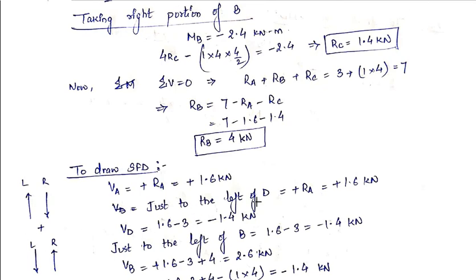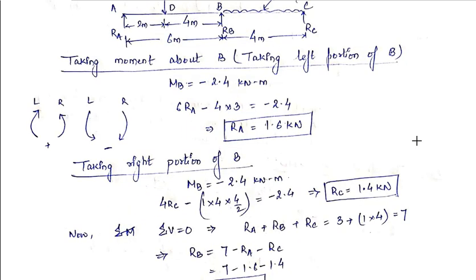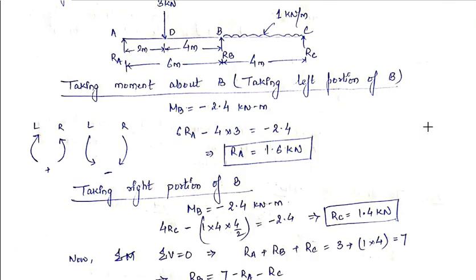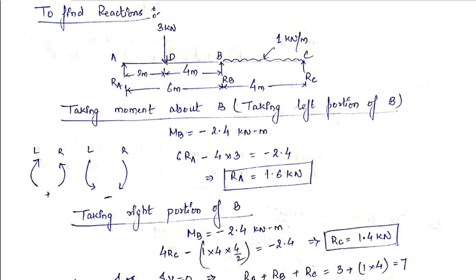So just to the left of D, it will be plus Ra, and the value of Ra is plus 1.6 kilonewton. Now, if we come to the point D, at D a downward load of 3 kilonewton is also acting.